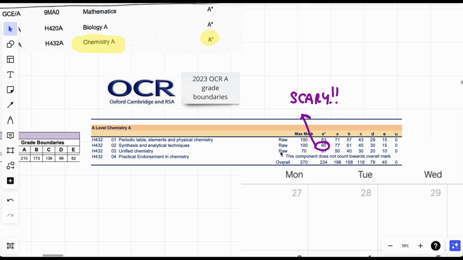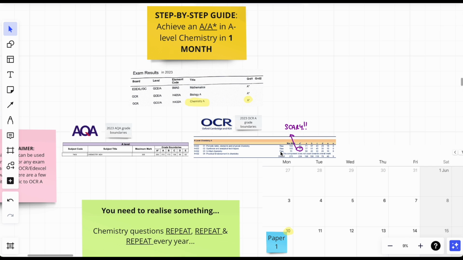You'd rather lose marks because you didn't know how to answer the question, as opposed to you knew how to do it, but you made silly mistakes. Now that hurts deeply. So these are just the grade boundaries, so you know what you're up against.